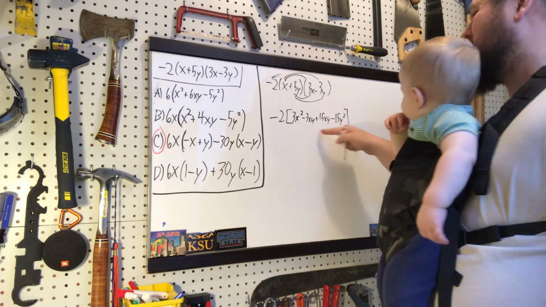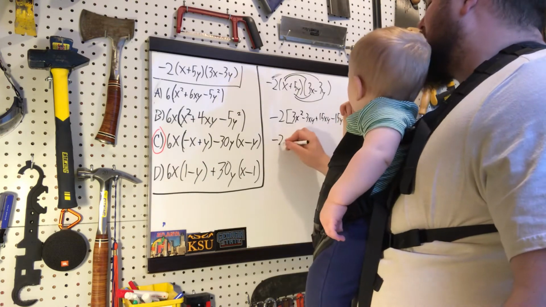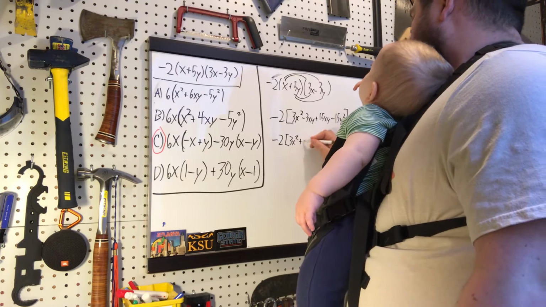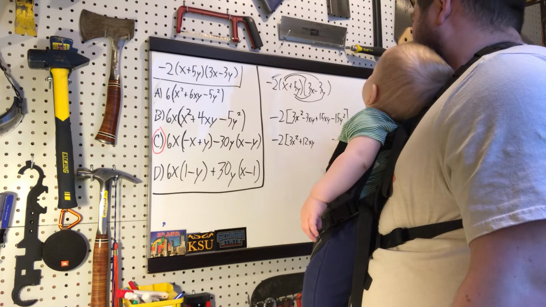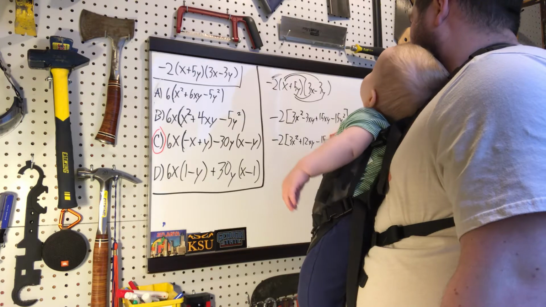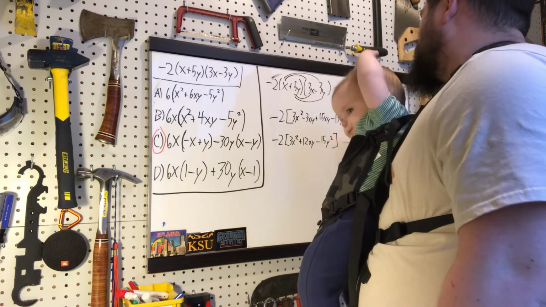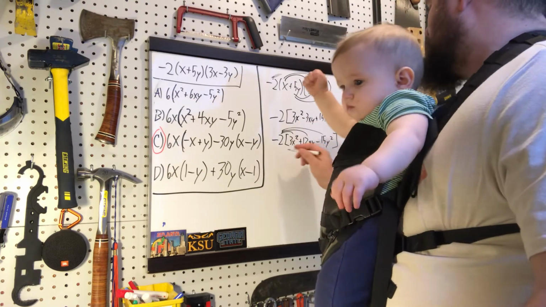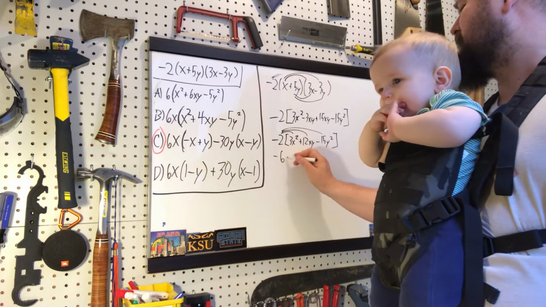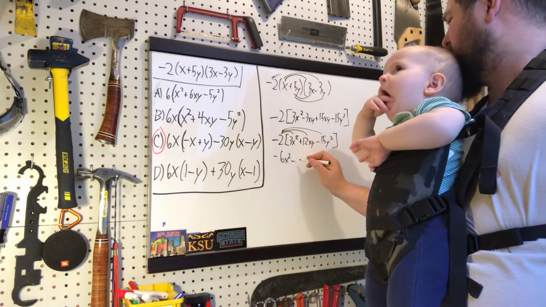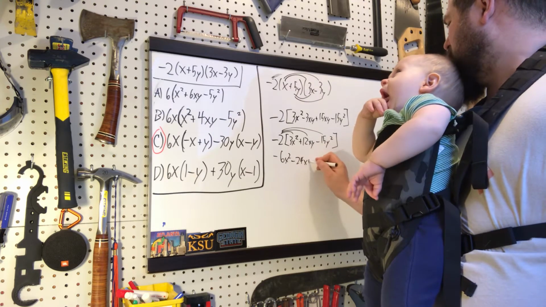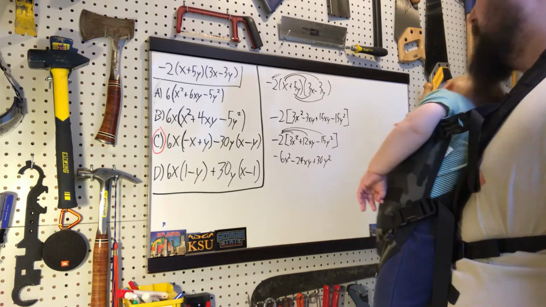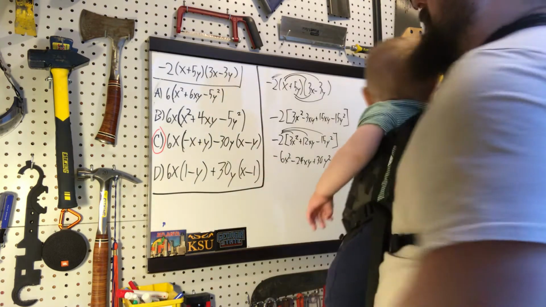Alright, so we're going to get this, and instinctively, without even thinking about it, the first thing they're going to do is combine like terms. So they're going to rewrite the problem as 3x squared plus 12xy minus 15y squared. And then they're going to distribute this all the way through here, and they're going to end up getting negative 6x squared minus 24xy plus 30y squared.